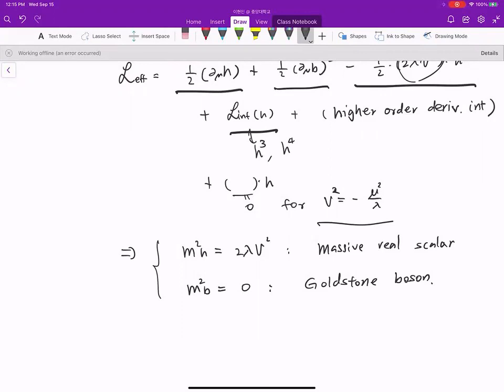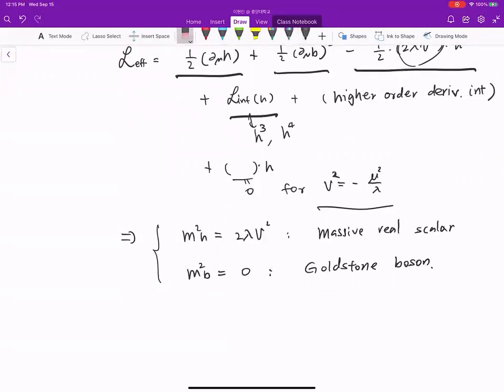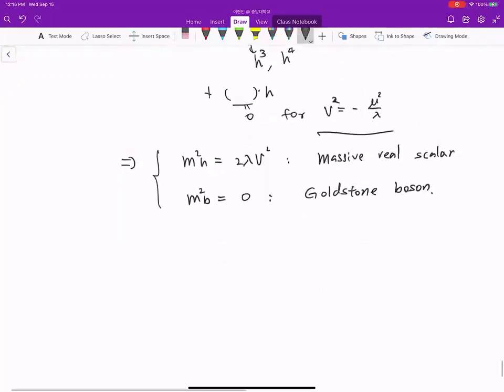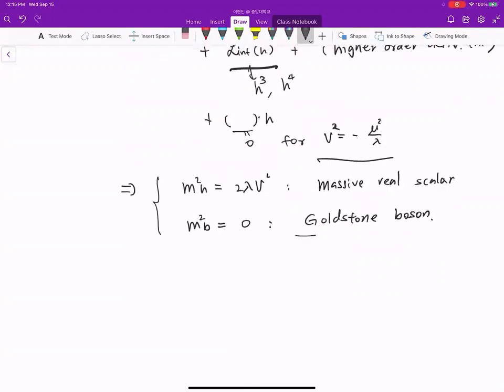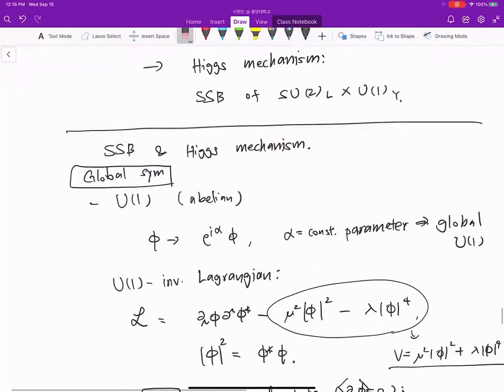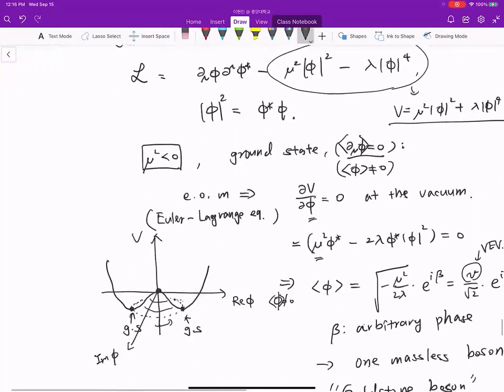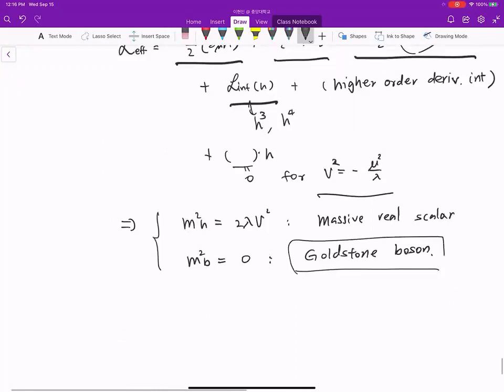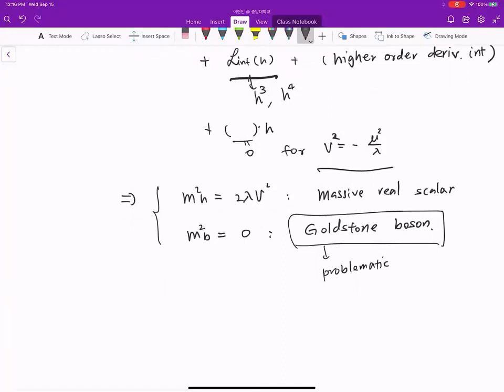I wanted to discuss the Goldstone theorem in general. You can discuss the Goldstone theorem, the existence of massless scalars, massless bosons, in full generality. But here we discussed the breaking of the U1 global symmetry. Then you have this massless Goldstone boson. This is problematic. This is the low energy. We don't see a massless scalar. Problematic.